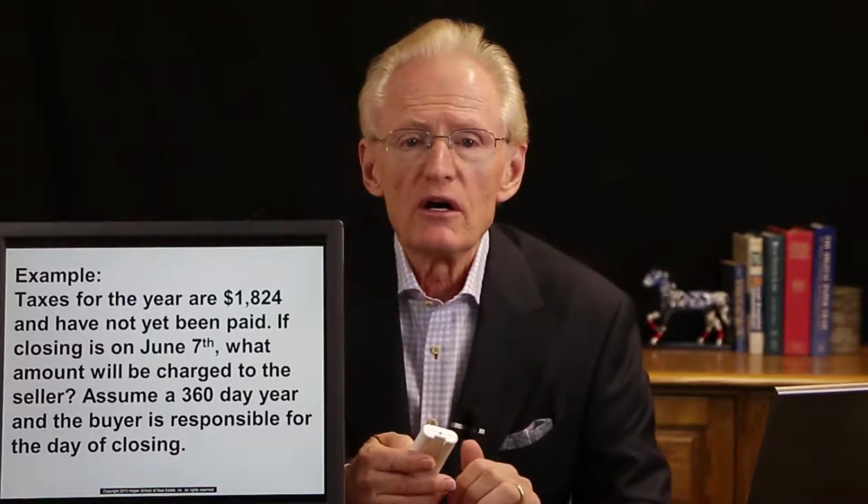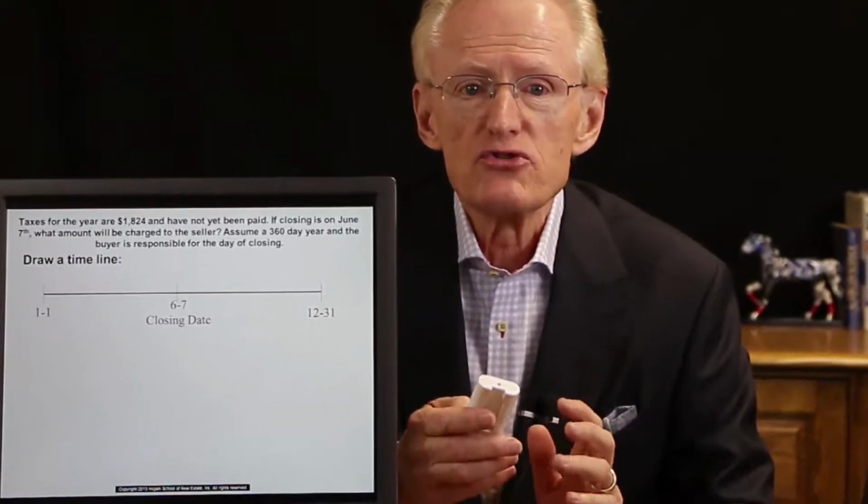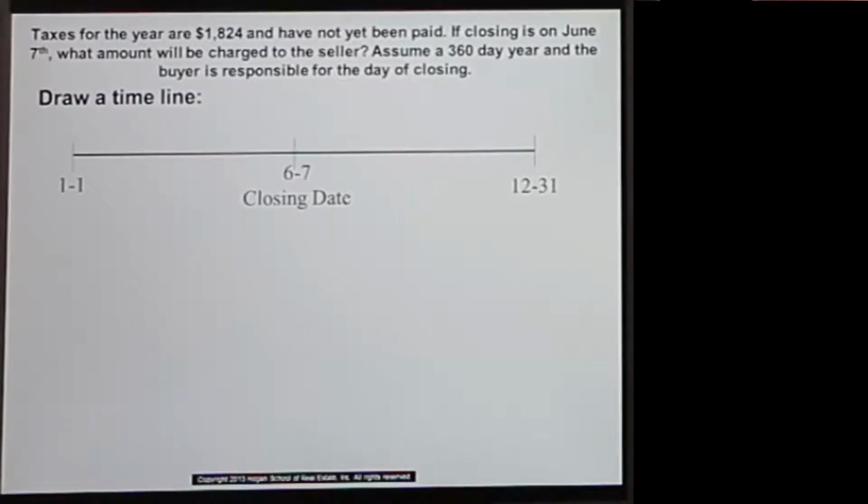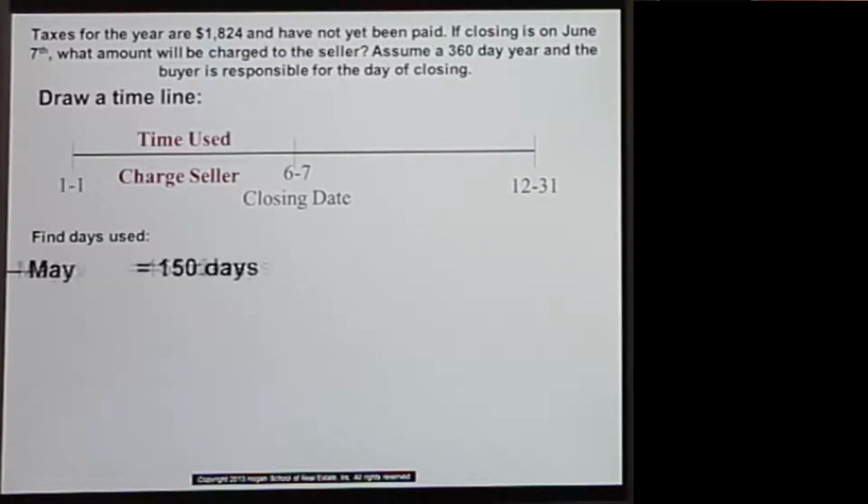So step one in the Hoagy method is to draw a timeline. Taxes are always January 1st through December 31st, and the closing date is June 7th. And we're looking for the amount of time used, and the seller is going to be charged for that time used. Now, first step after the timeline is to find the time used.